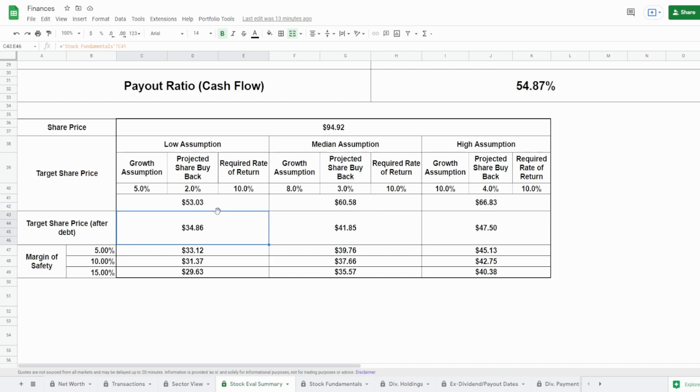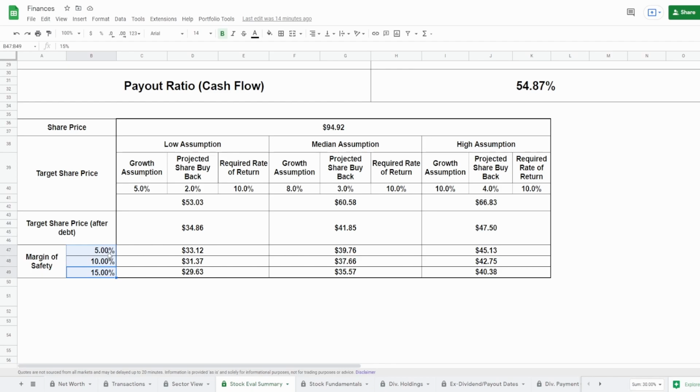Now we need to adjust for debt. And unfortunately, they do have way more debt than they do cash. So this number is going to come down. For the low assumption, this number comes all the way down to $34.86. For the median assumption, it is $41.85. And for the high assumption, we get $47.50.